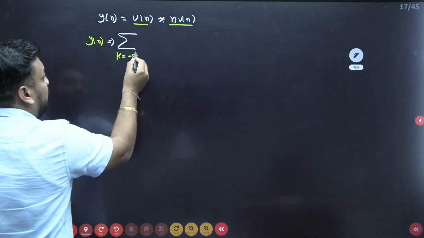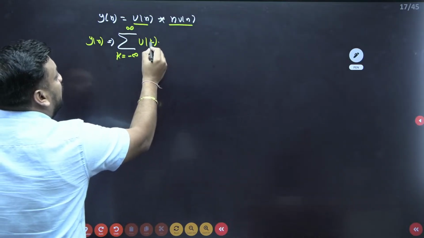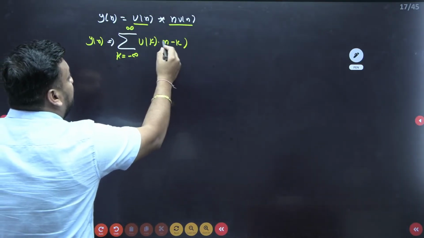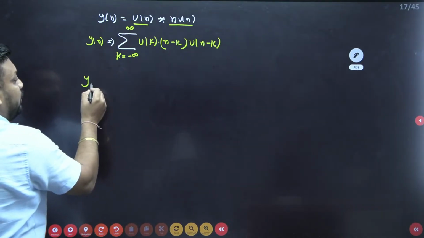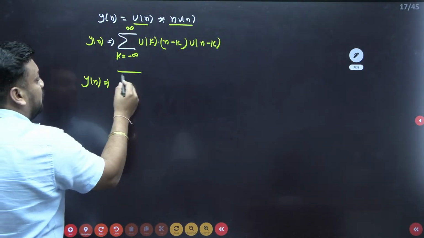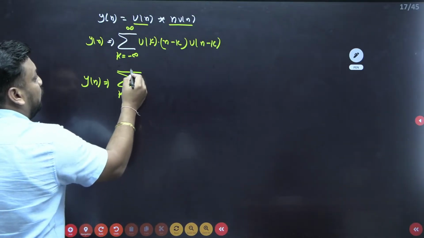So k tends to minus infinity to infinity. x[k] means here u[k], and h[n-k] means (n-k) u[n-k]. So what will you get? You will get y[n] equal to the sum over k from minus infinity to infinity.